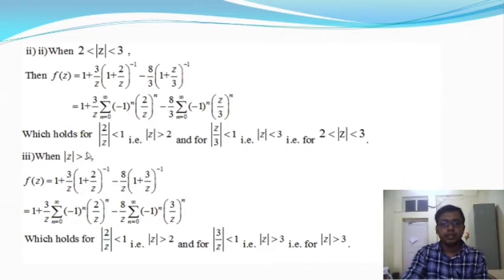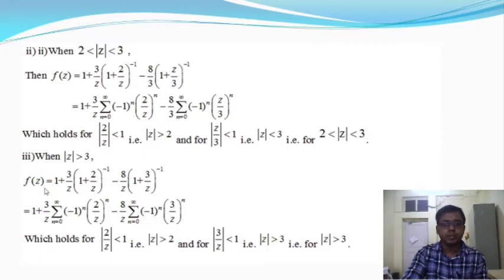Okay, and after that we are going to talk about the third portion of example 1, and we are going to find the Laurent series when modulus of z is greater than 3. So in this case the function will be changed, and that means the series will be changed. So in this case, modulus of z is greater than 2 as well as modulus of z is greater than 3, so combining these two we get modulus of z is greater than 3.